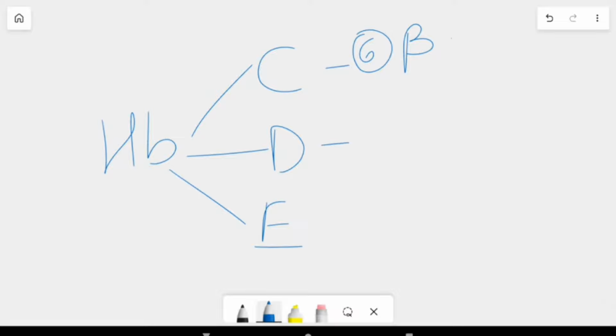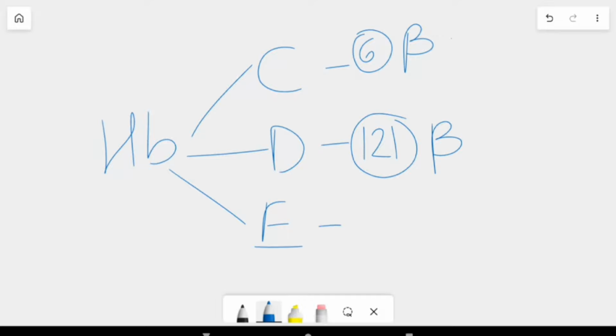HbD is a condition in which at the 121st position, again in the beta chain, normally it has to have glutamate present, but your glutamate is replaced by glutamine. That is all about HbD.